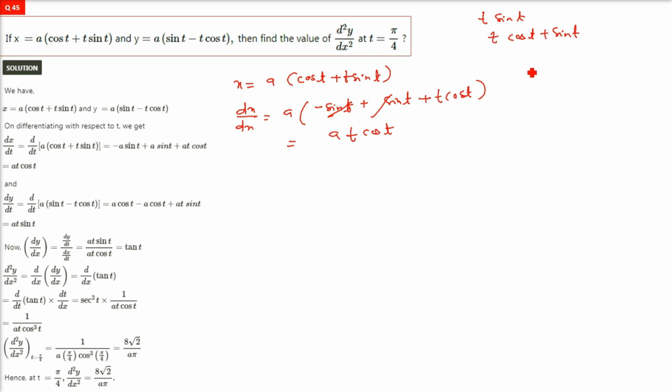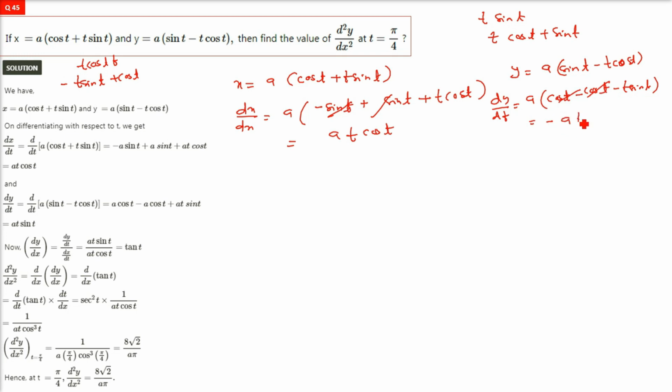Next we have to find dy by dt. So y is a multiplied by sin t minus t cos t. dy by dt equals a times cos t minus the derivative of t cos t. The derivative of t cos t is minus t sin t plus cos t, since the derivative of t is 1. But since it has a negative outside, it will be t sin t minus cos t. T sin t will be positive, please remember. I'm just changing the sign in order to get the cancellation, and the t sin t is positive.